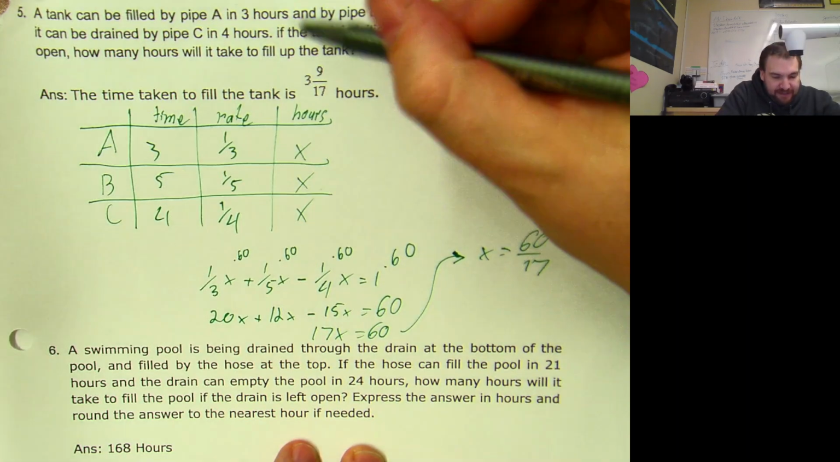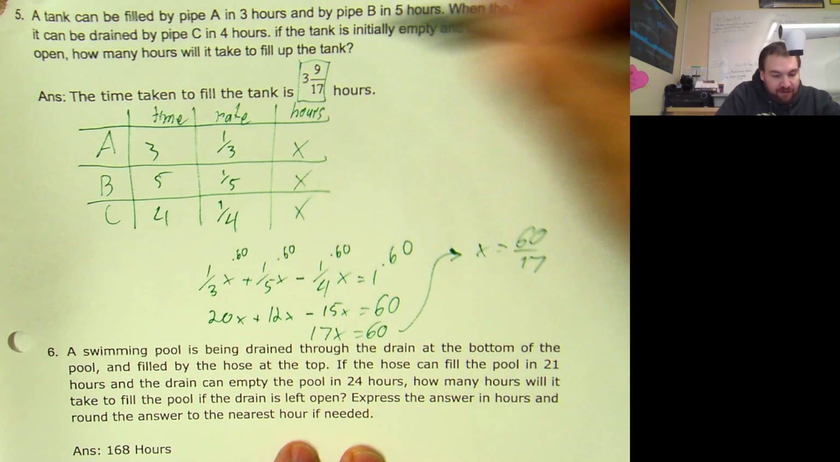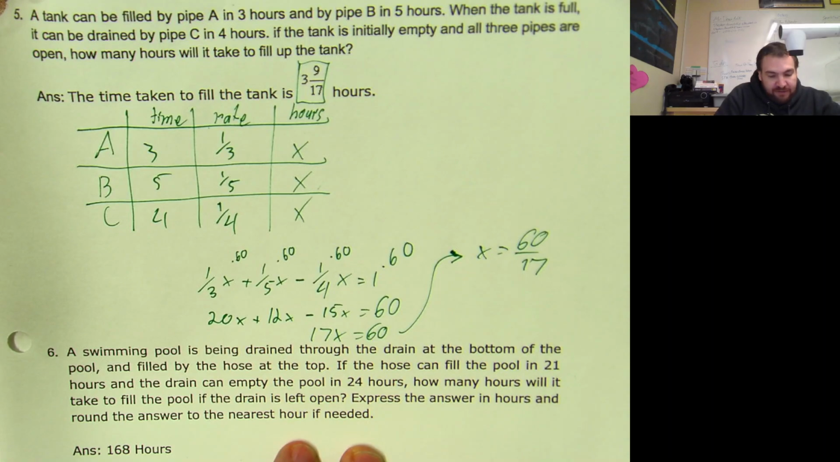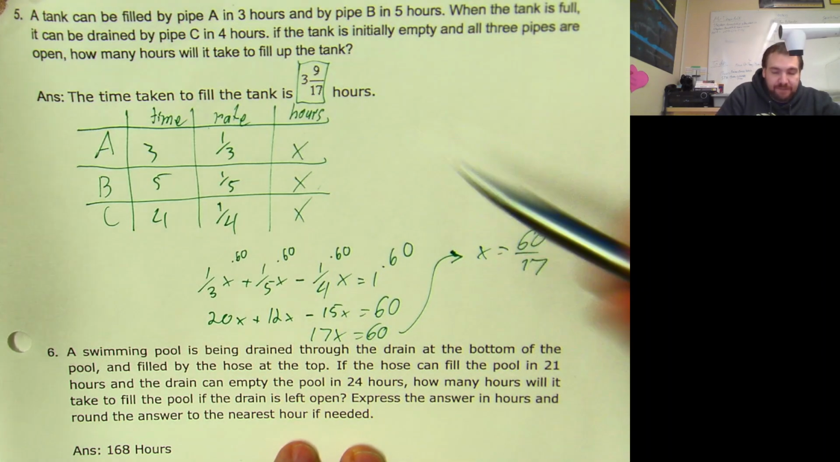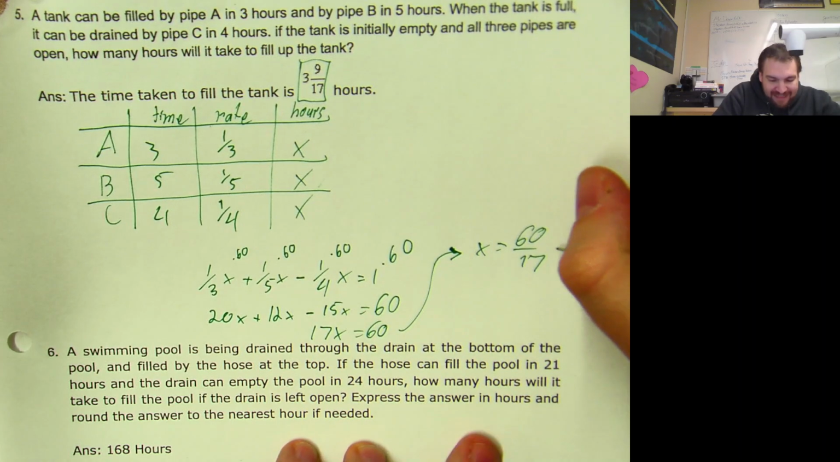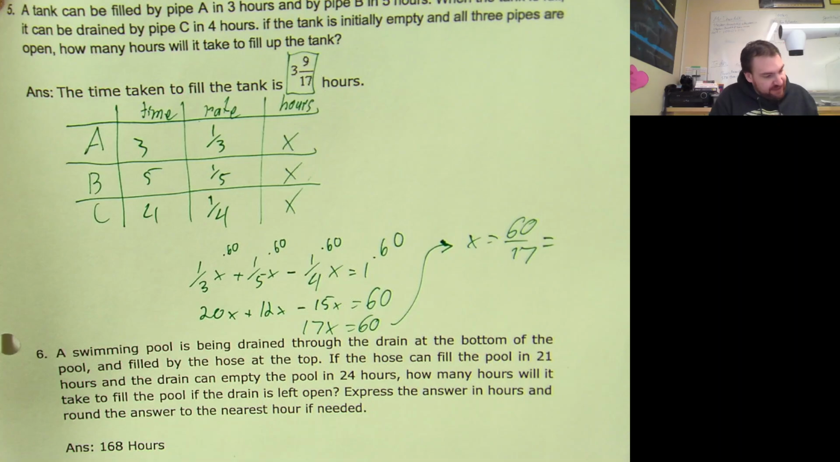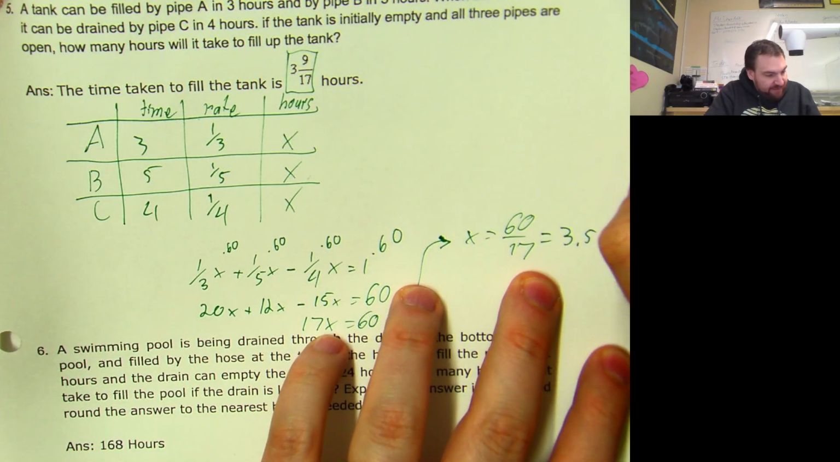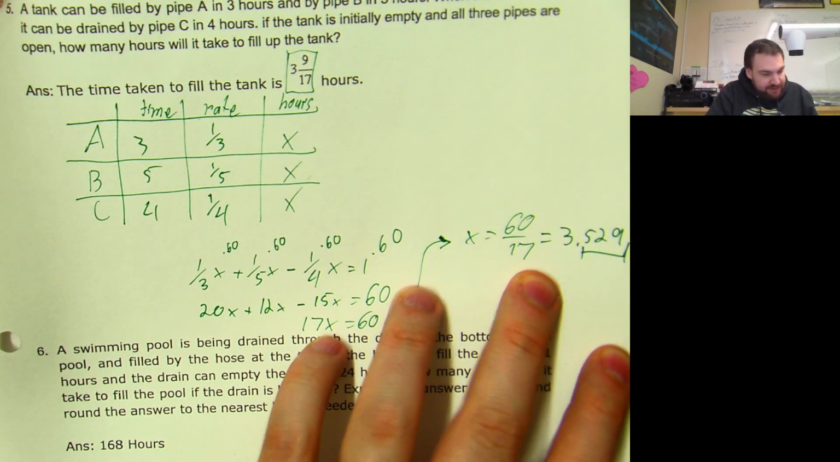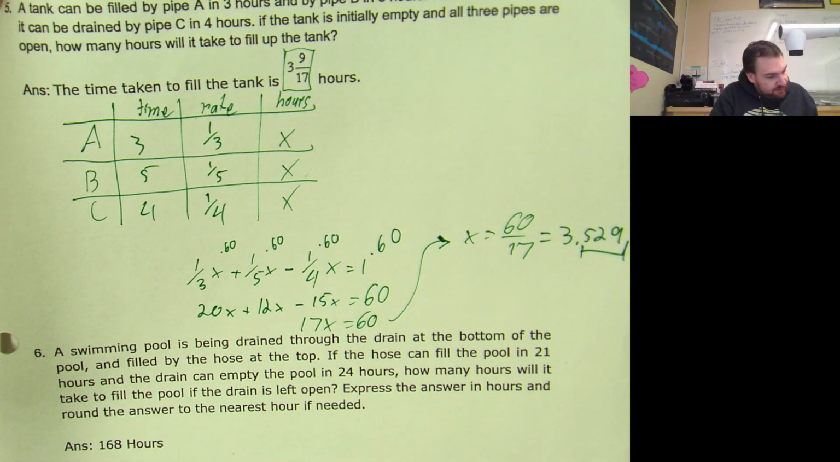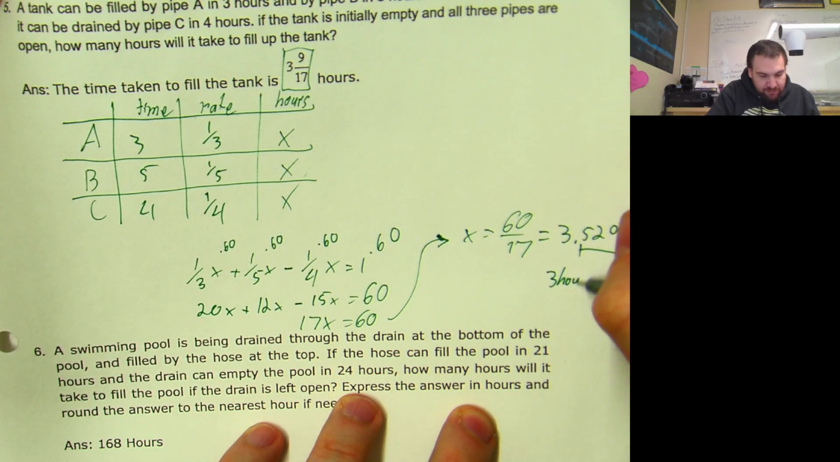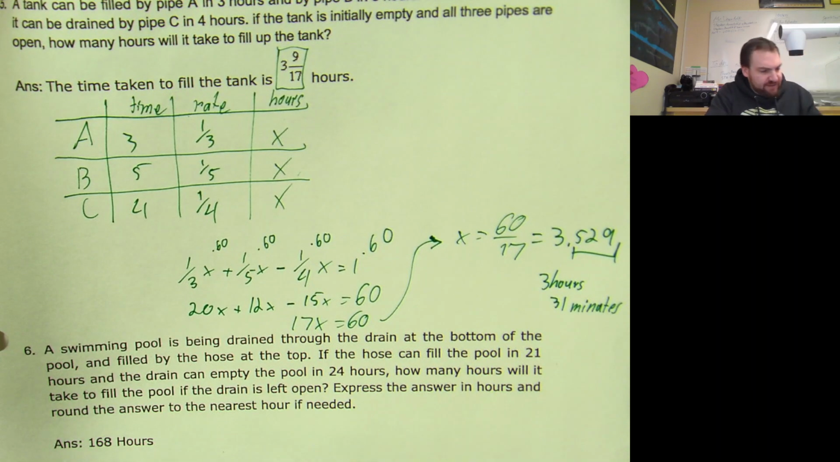You don't have to give it to me like this, but this is the same thing. 17 times 3 is 51, so this would be 3 and 9/17. Or you run that through your calculator, and 60 divided by 17 is 3.529, but I want to turn this into minutes. Minus 3 times 60, that's going to be 3 hours, 31 minutes. And then some seconds, but we'll leave the seconds off.